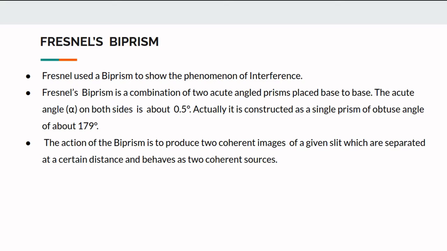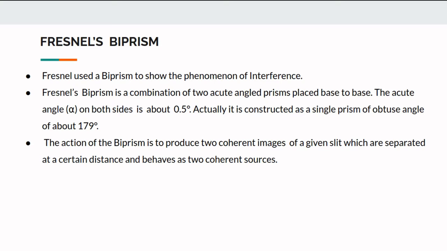Therefore, in the biprism, the interference belongs to the type of division of wavefront. This division is done by Fresnel's biprism. Fresnel's biprism is a combination of two acute angled prisms placed base to base, but it is constructed as a single prism.